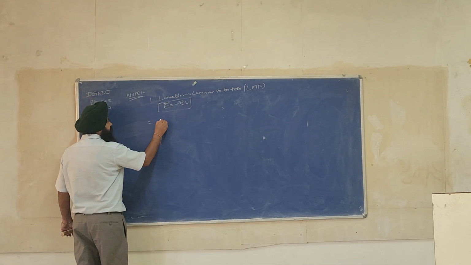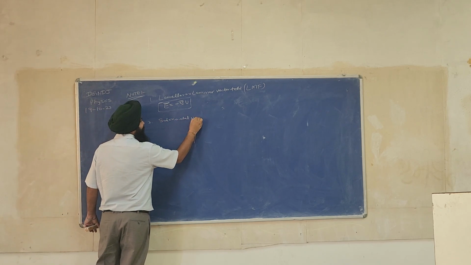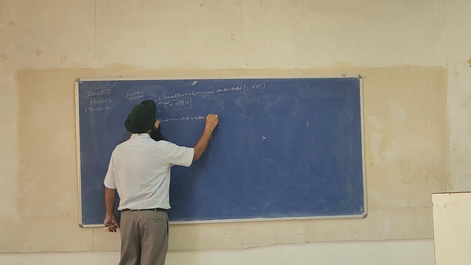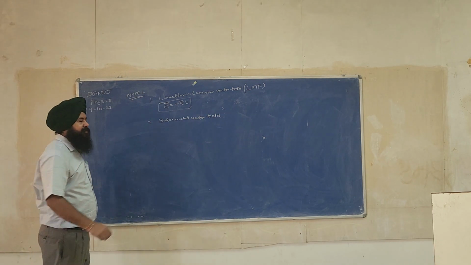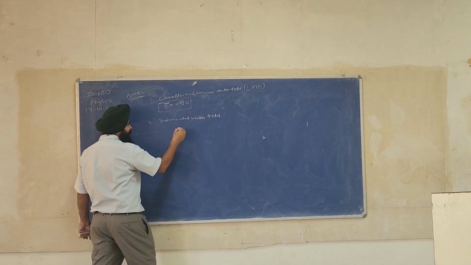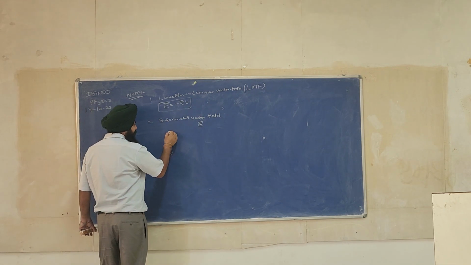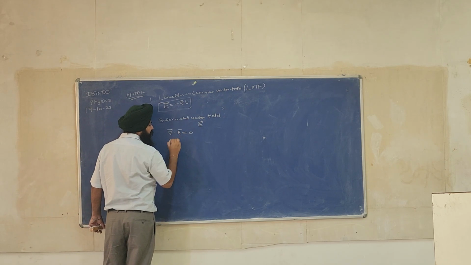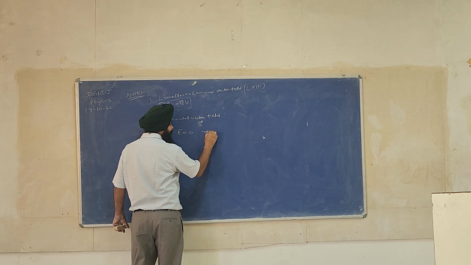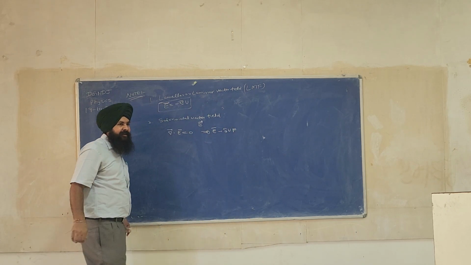Number 2, solenoidal vector field. So which one will be solenoidal? Let us say I have electric field E, a vector field. If del dot E comes out to be 0, this implies that E vector is a solenoidal vector field.